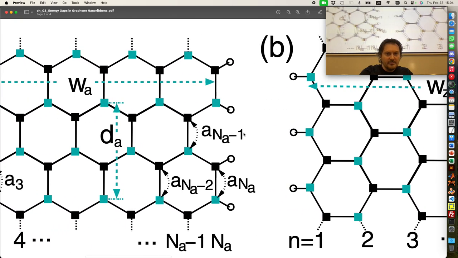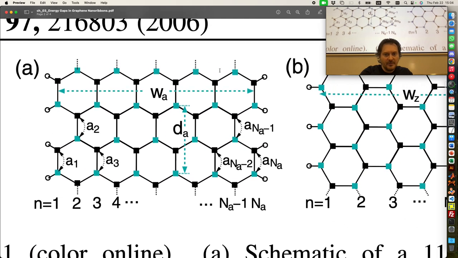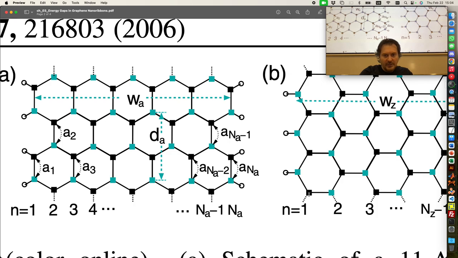This other one also goes periodically in this direction. But do you see the differences between these two? In this one, there are zigzags. The zigzags of the honeycomb are in this direction. The other one is cut actually perpendicularly. So if you can see, this pattern over here appears over here. Okay? So this is called zigzag nanoribbon. This is called armchair nanoribbon.